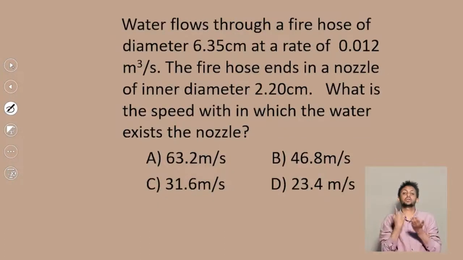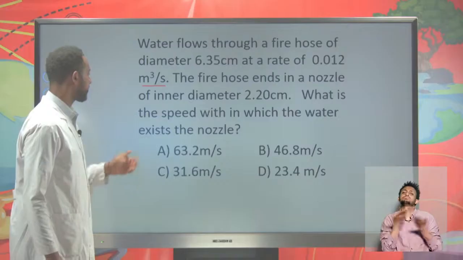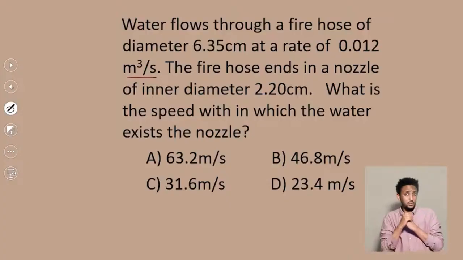Here we have one example. We can solve this. It says that water flows through a fire hose of diameter 6.35 centimeter at a rate of 0.12 meter cube per second. The fire hose ends in a nozzle of inner diameter 2.2 centimeter. What is the speed with which the water exits the nozzle?